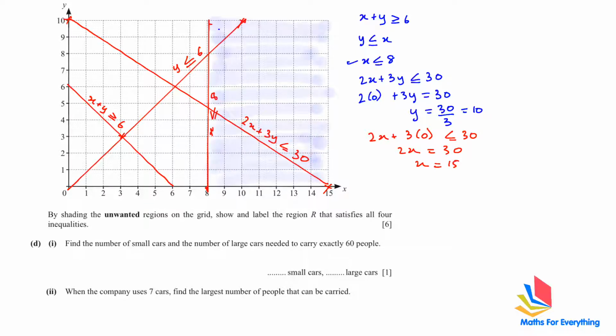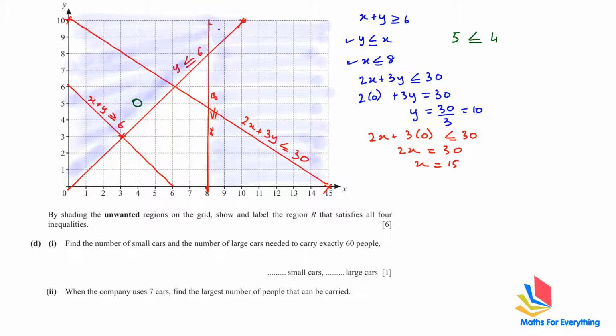Now we'll see for y is less than or equal to x. It is this line, correct? Choose a point from this side of the line or this side of the line. I'm choosing this point here. When x is 4, y is 5. This is not according to our inequality. According to the inequality, y is less and x is more. So this is the unwanted part. That is the part we'll be shading.